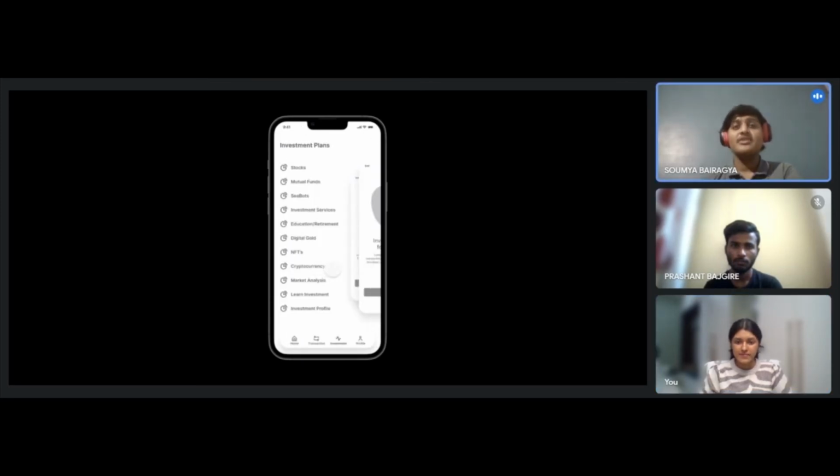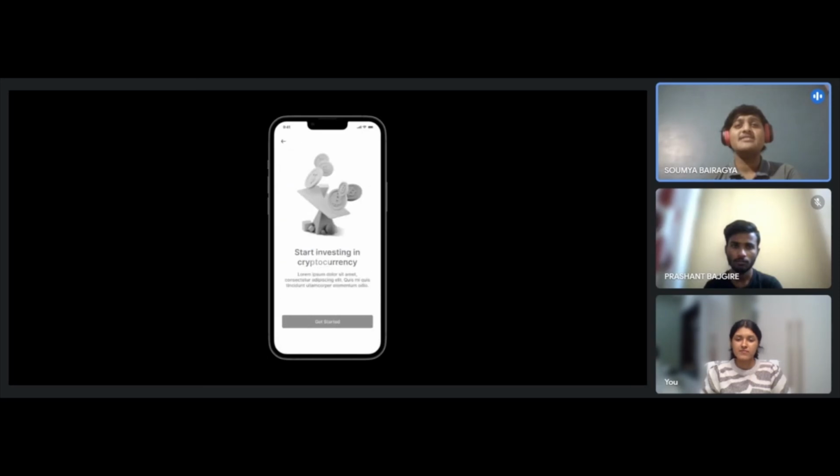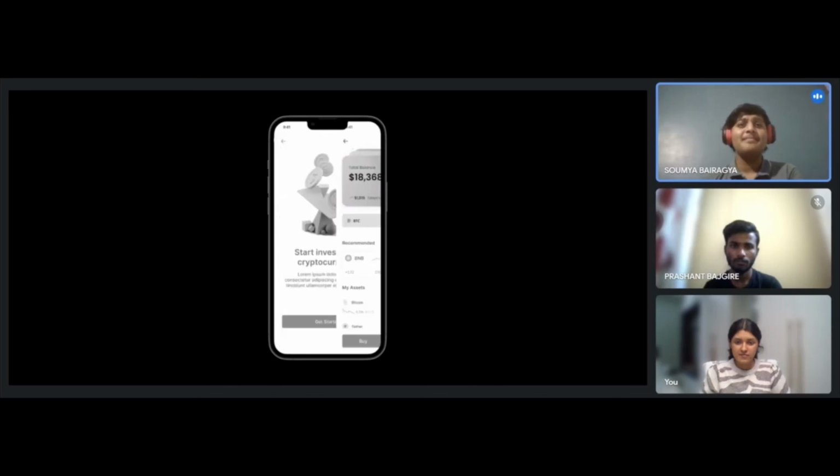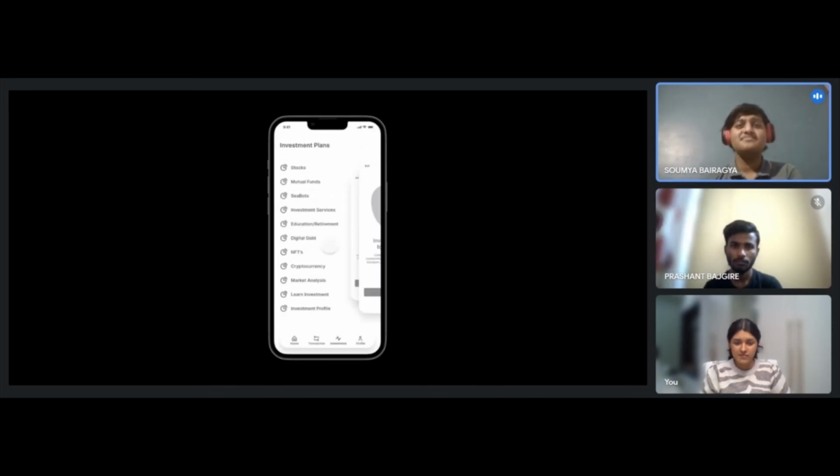We have now cryptocurrency where users can invest in bitcoins and ethereums and many others. They can also buy and sell. Then coming to the next feature.